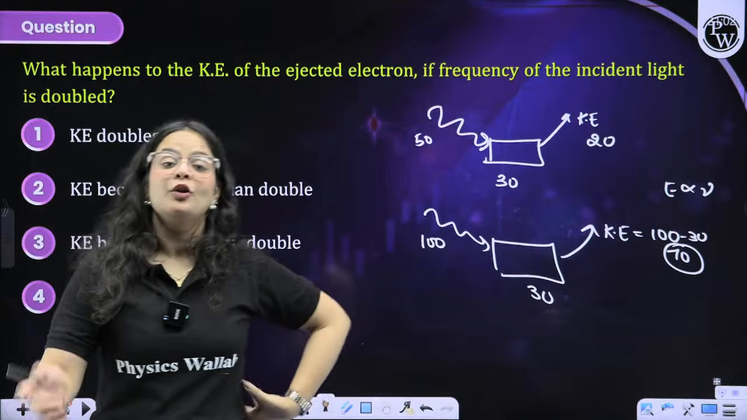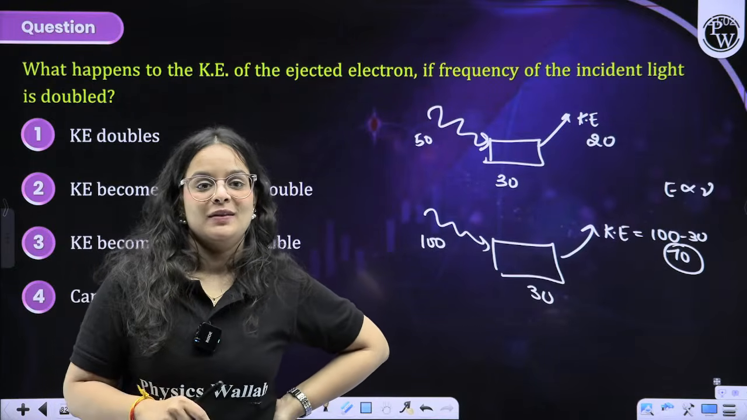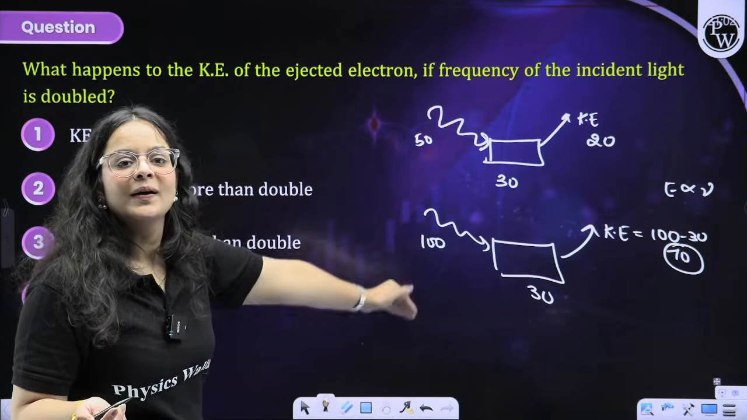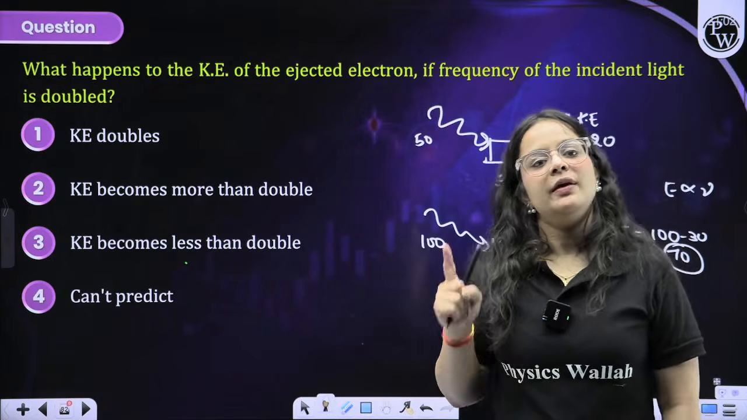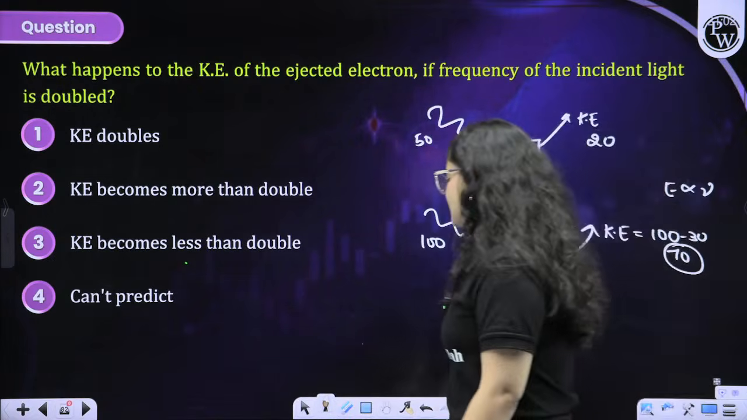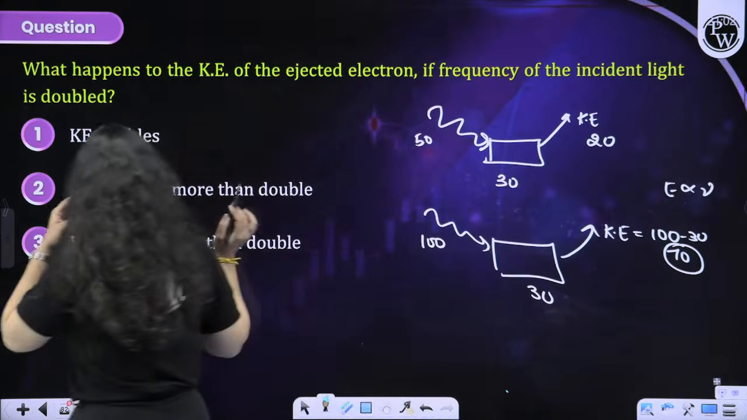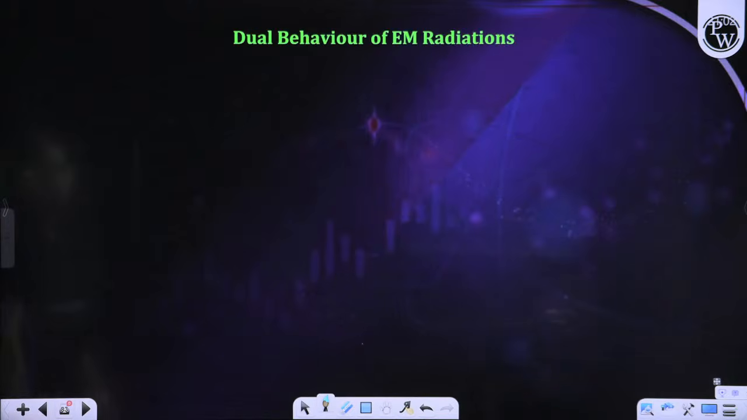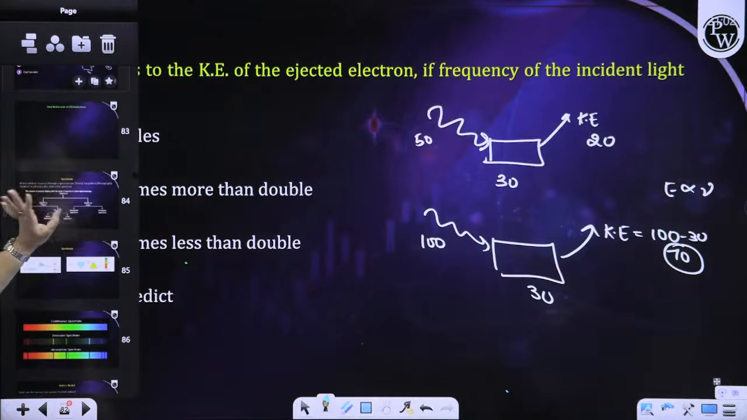You can directly apply it to the formula as well, and link them as well. You can do that portion as well, but you can simply see it over here, right? Yes, very good beta. Kinetic energy becomes more than double. Yes, students, this is how you have to solve this portion. Okay, fine beta. This is all about the photoelectric effect.